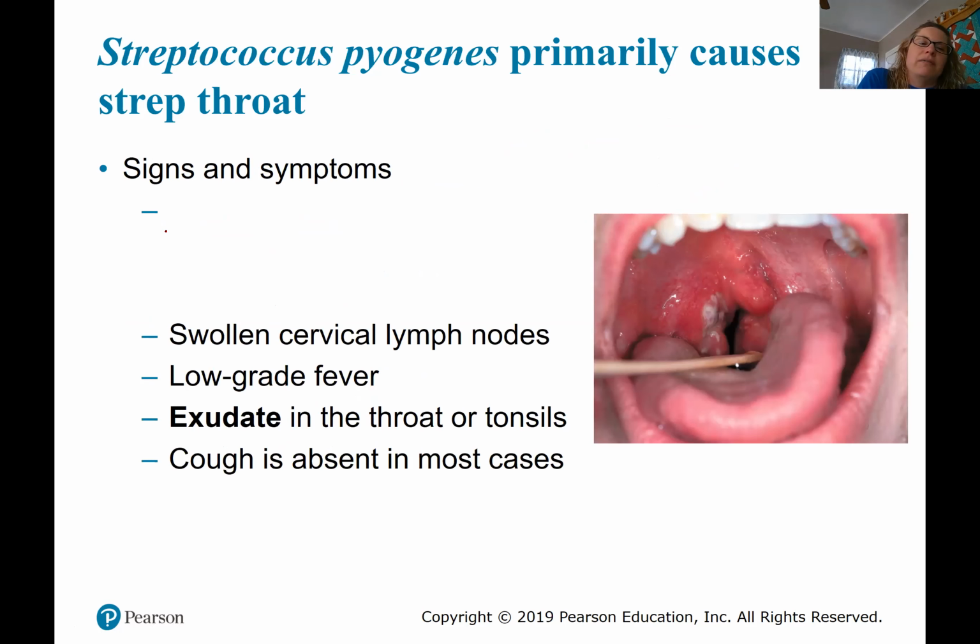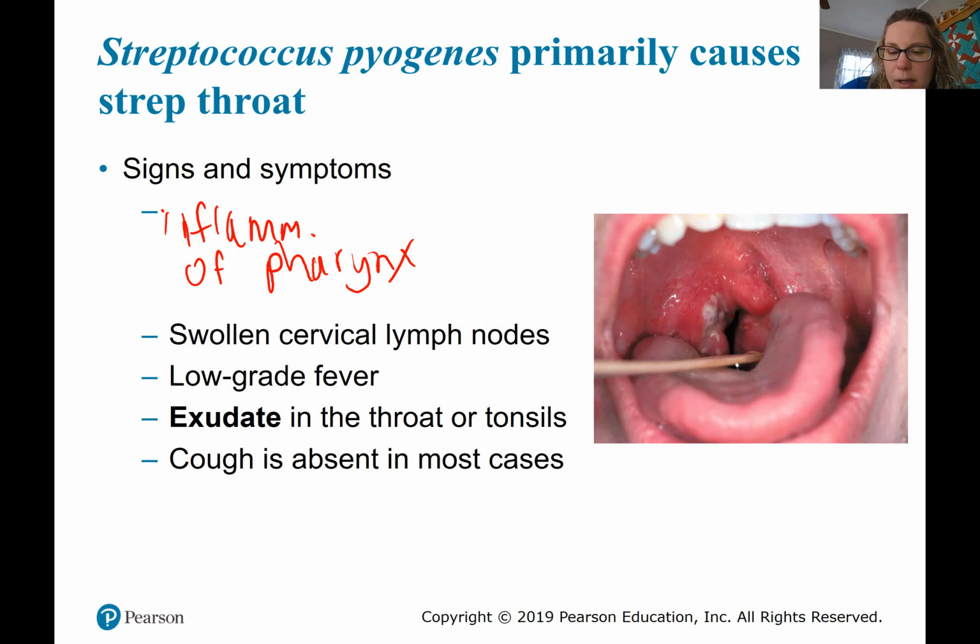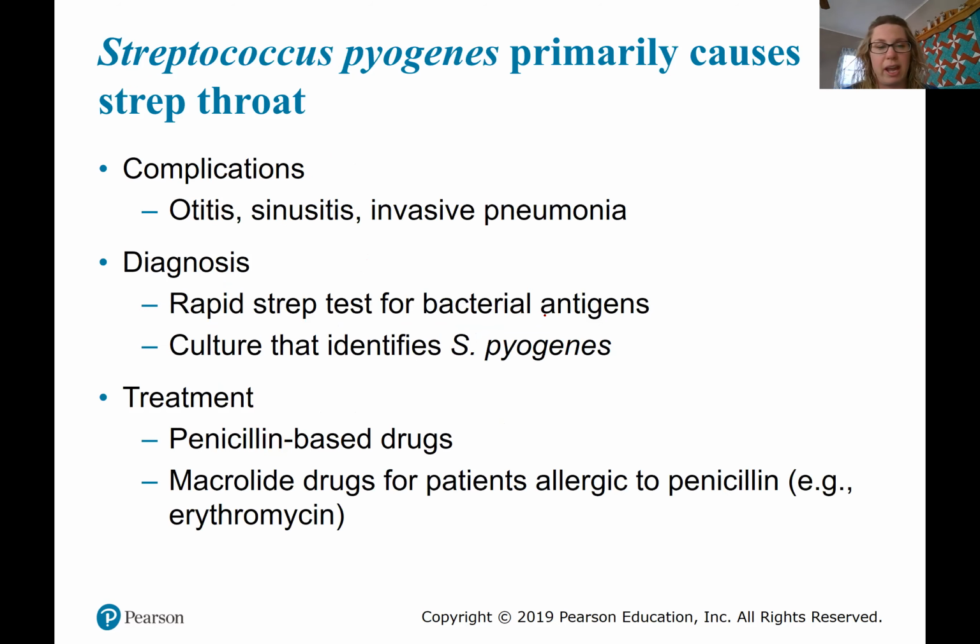Signs and symptoms: inflammation of the pharynx. You also have exudate, or basically pus pockets that you'll see. You can see it's very inflamed and red, a low-grade fever, swollen lymph nodes in the throat. And a lot of times you will not have a cough, but could have it. Complications from strep throat could be ear infection, sinus infection, or pneumonia.